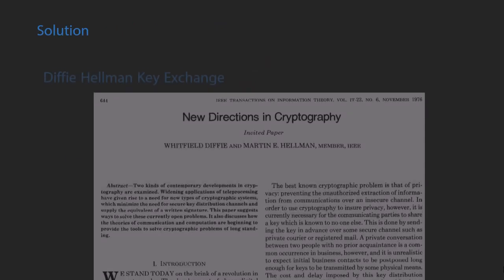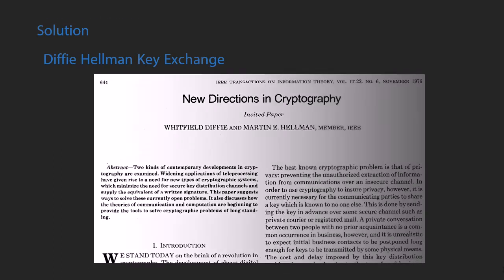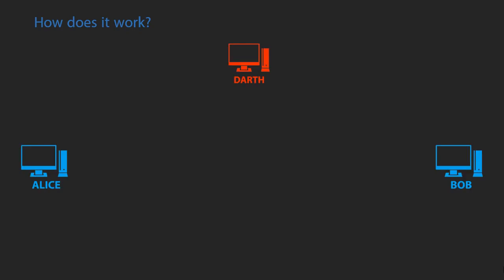One of the earliest solutions to the key exchange problem was Diffie-Hellman key exchange, which was proposed by Whitfield Diffie and Martin E. Hellman in 1976. Here is how it works. To simplify the solution, we shall see how we can agree upon a common color first, without Darth knowing the common color. Alright? Alice and Bob agree upon an initial color publicly, say yellow.